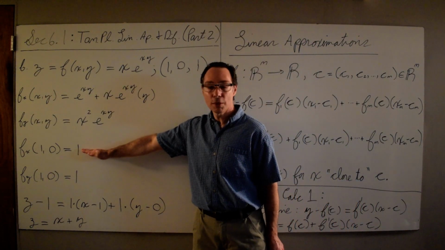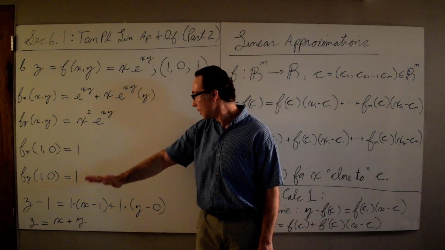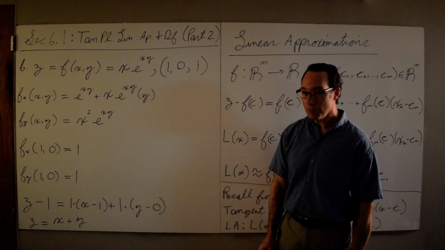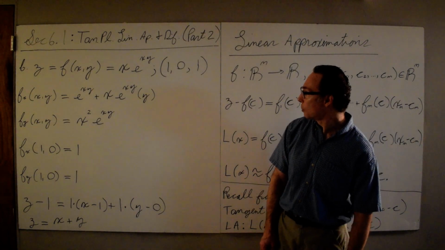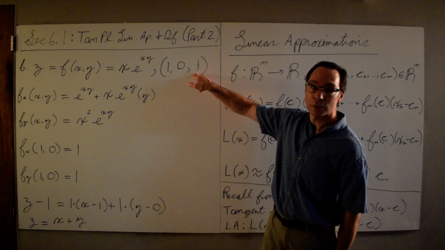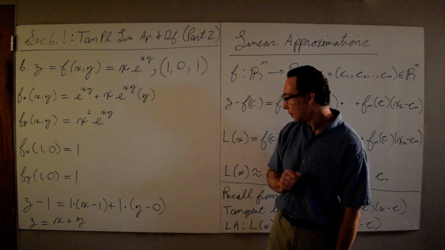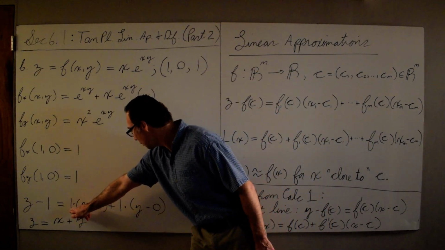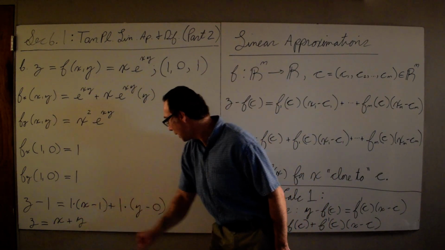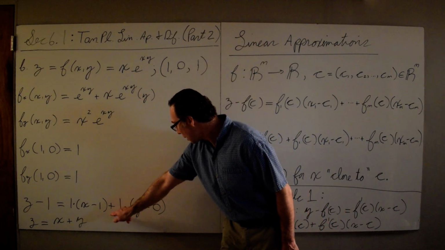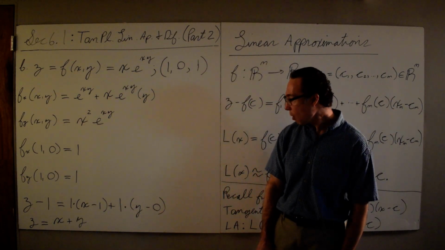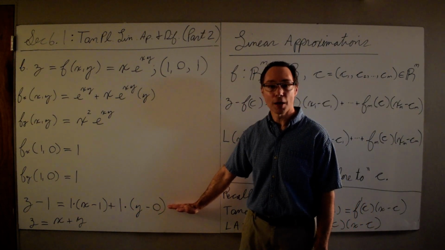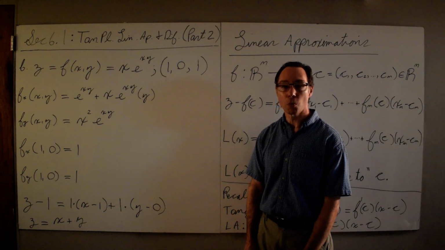Evaluate the partial derivative with respect to x at the point (1, 0). Evaluate the partial derivative with respect to y at the point (1, 0). Sometimes we have to calculate the function itself at the point (1, 0), but that was given to us already as 1. And so we have z minus the z coordinate is equal to the partial derivative with respect to x times x minus the x coordinate, plus the partial derivative with respect to y times y minus the y coordinate. This plane simplifies nicely to z is equal to x plus y.